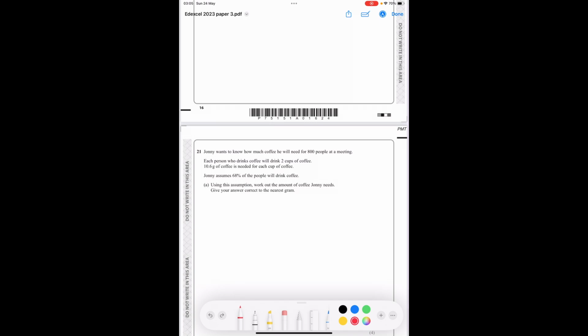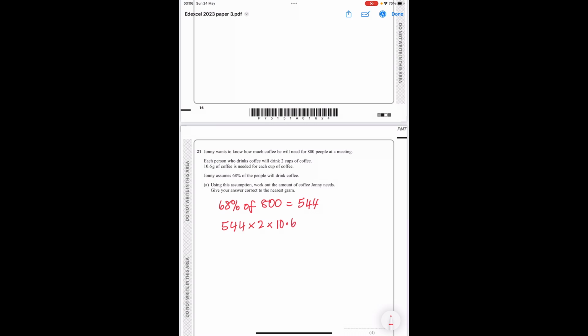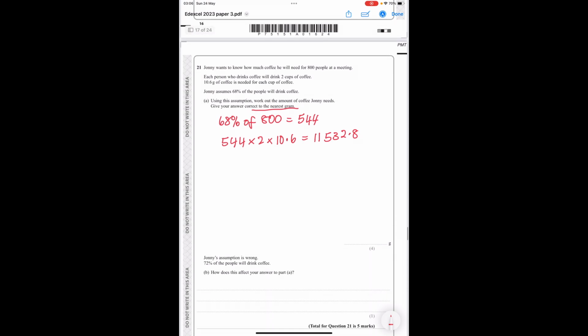Now we will begin by doing 68% of 800 to find out how many people are going to be drinking coffee, and that's 544. We're then going to multiply 544 by 2 cups per person, and also by 10.6 grams of coffee for each cup. That gives us 11,532.8. Now the question says correct to the nearest gram, so I'm going to round that up, 11,533.